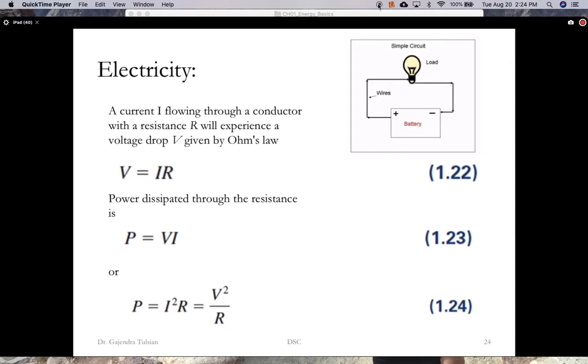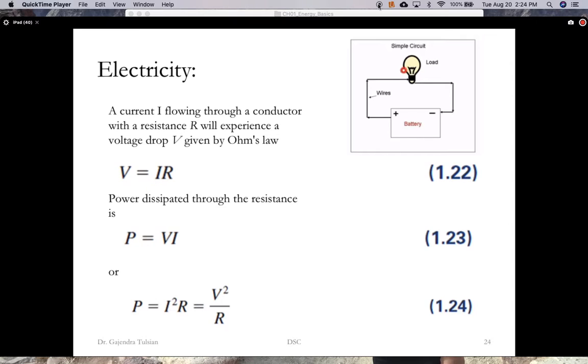into light. Okay, so what this equation is telling you is V is the voltage of the battery, the current flowing through the device is I, R is the resistance of the bulb. Okay, so the higher the resistance, the lower the current.